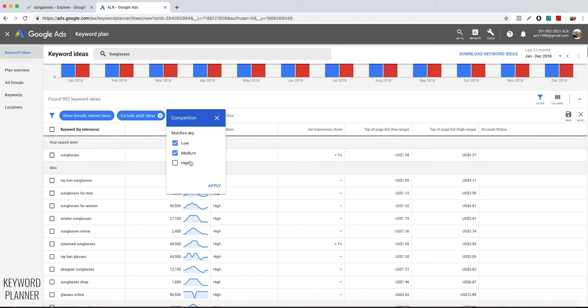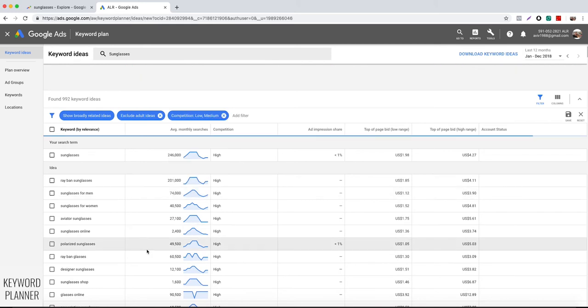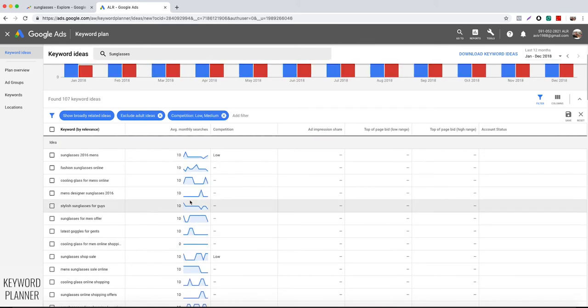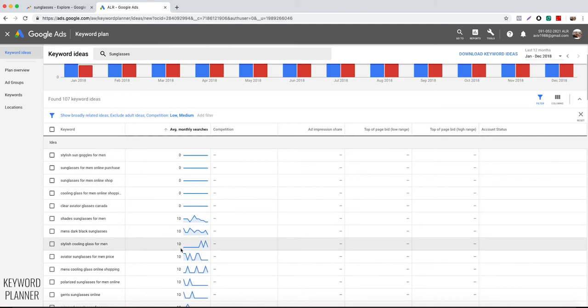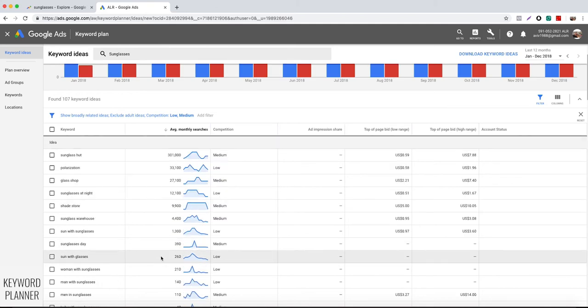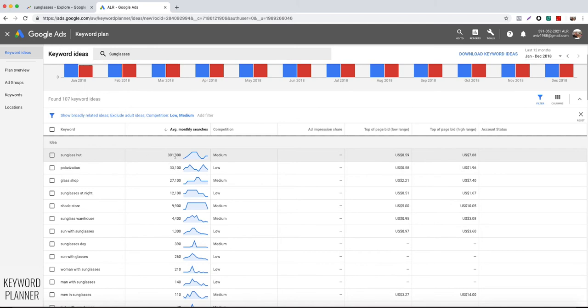All right, so we go with the low and the medium. When we find the low and the medium, you can see that we have searches. This is the lowest, this is the highest. So we can see that sunglasses has 300,000 people looking for this keyword every month, and the CPC, the bidding, is 0.59.